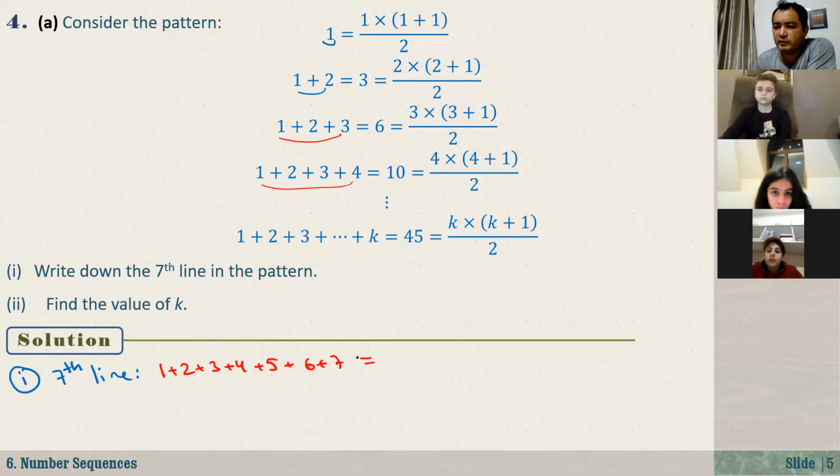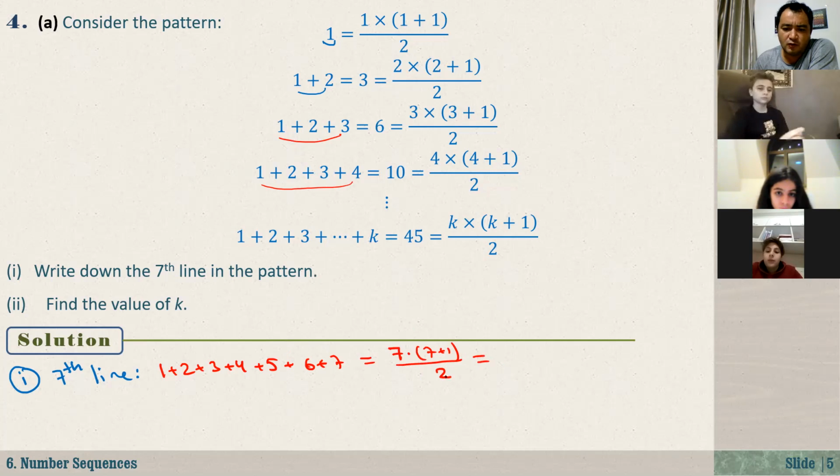Which is equal to, we have already got the formula for this. What is this? The sum of the first 7 natural numbers, right? Which is equal to n times n plus 1 over 2. That is 7 times 7 plus 1 because the last number is 7, over 2. We can calculate this, 8 over 2.